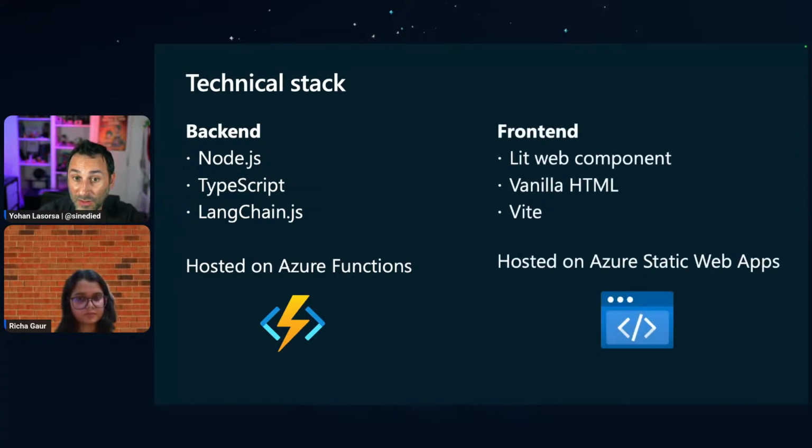Now for the front end, it is built using a simple stack. We have basically two web components that were built using the Lit framework. We have the chat component and a history component, just to show you the history panel on the left, the one you've seen in the demo.